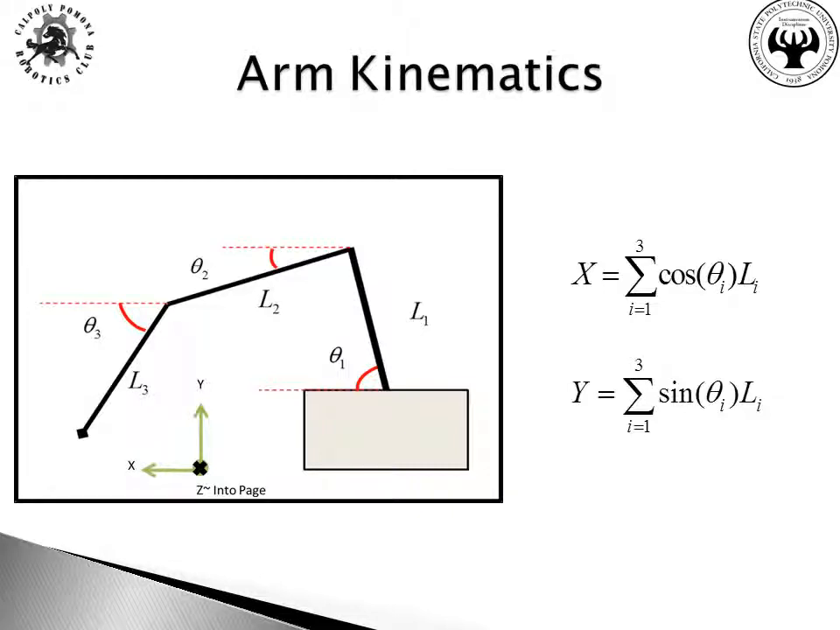Mathematically, the robotic arm can be modeled as three linkages. The challenge that is presented to us, however, is that given an x and y coordinate from our sensors, how do we determine the three corresponding angles of the robotic arm?